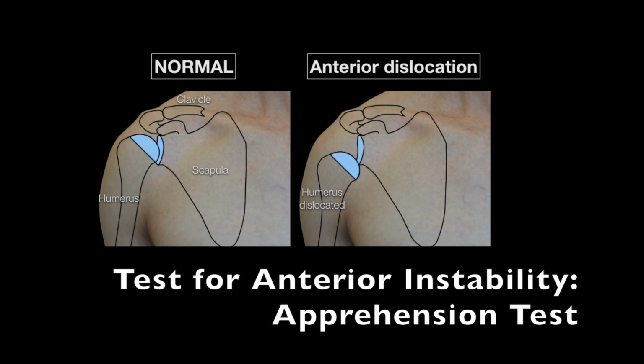The apprehension test is used to assess whether there is anterior instability of the shoulder joint. This often occurs after dislocation, where there has been significant damage to the joint capsule. This can be done standing, sitting, or with the patient lying in a supine position.